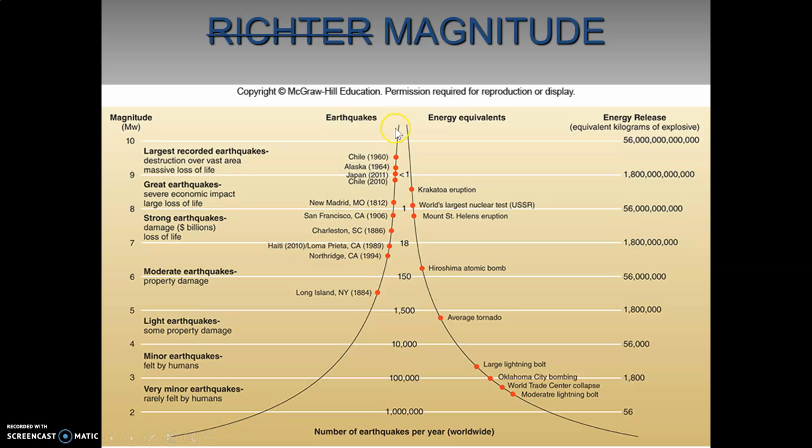But on the right-hand side of this figure, you notice the equivalent energy released, and they have several different landmark events that you may be aware of. So all of this energy is released really almost simultaneously in the form of seismic waves. So earthquakes release more energy instantaneously than any other natural event.